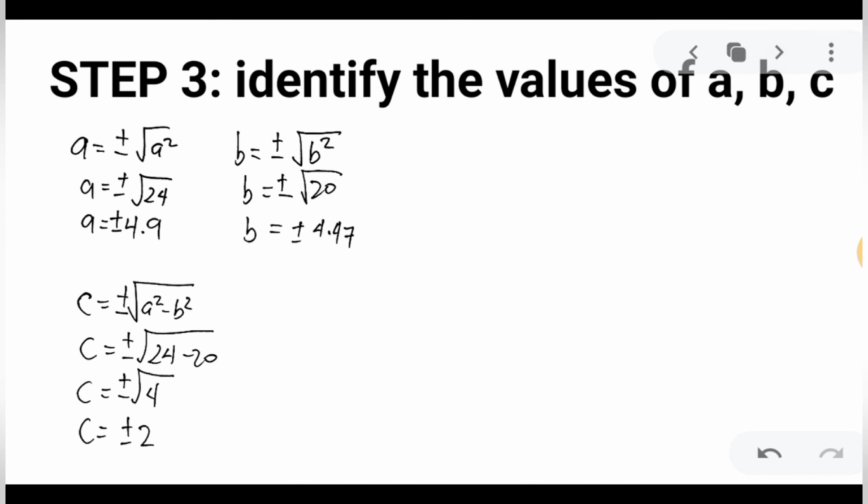So for step 3, we have to identify the values of a, b, and c. To find the value, a equals plus or minus the square root of a squared. The value of your a squared is 24, and the square root of 24 is 4.9. For b, that is plus or minus the square root of b squared. The value of b squared is 20. Get the square root, that is plus or minus 4.47. For the value of c, that is plus or minus the square root of a squared minus b squared. A squared is 24, b squared is 20, the difference is 4, and therefore the value of your c is plus or minus 2.